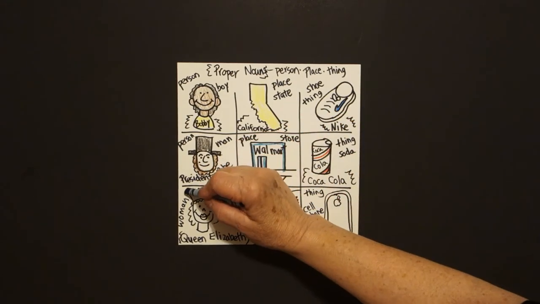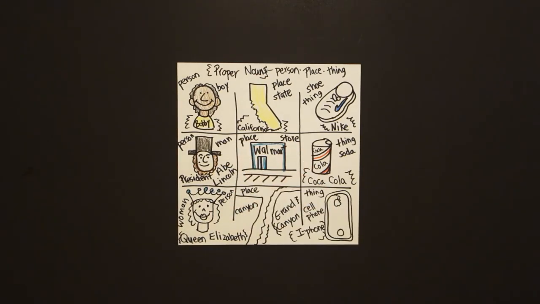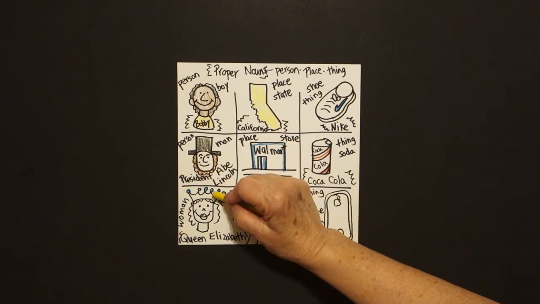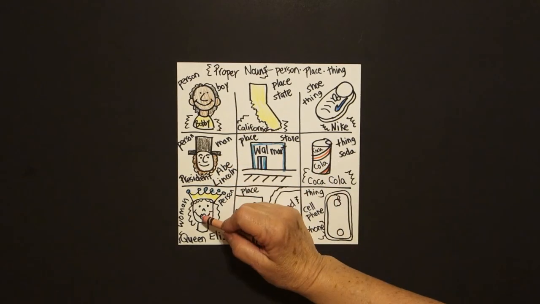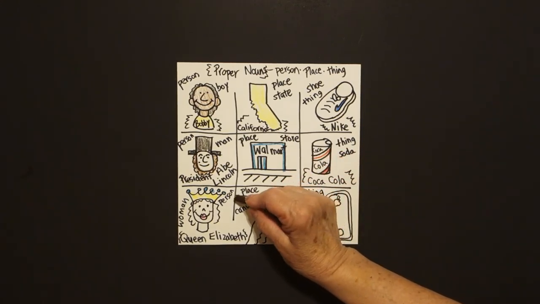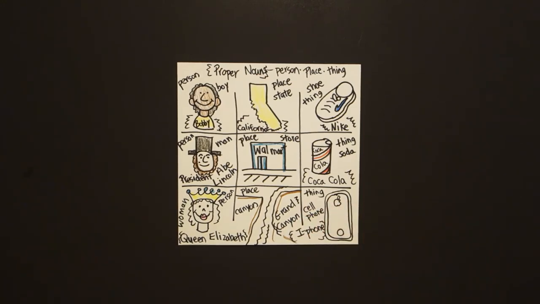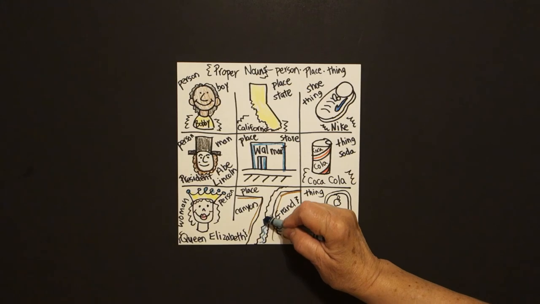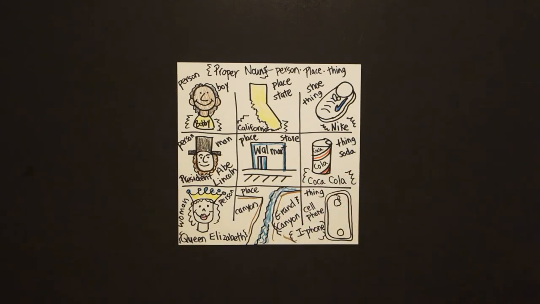Come down to my queen, which is a common noun. I'm going to do blue-green for her crown. Let's give her a yellow crown. Okay. And some pink lips. She is a person. She is a woman. But she is Queen Elizabeth. All right, next place, my canyon. I'm just going to take my brown, do my sides. Okay. Take my blue-green, do my river. Because my canyon is a place, which is a common noun. But the Grand Canyon is the proper noun.